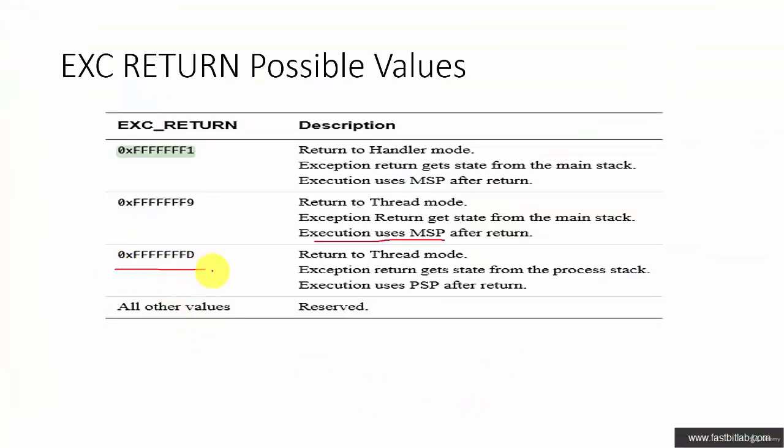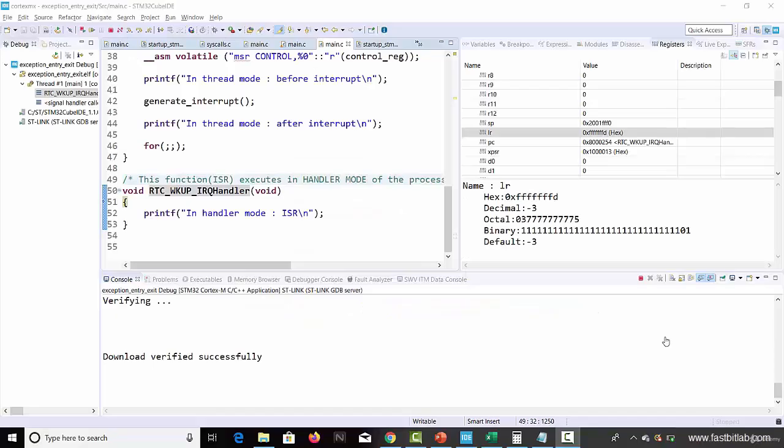Let's decode FD. Return to thread mode. That's correct. Exception return gets state from the process stack. That's the meaning of FD. And execution uses PSP after return. So that's about exception entry and exit sequences.